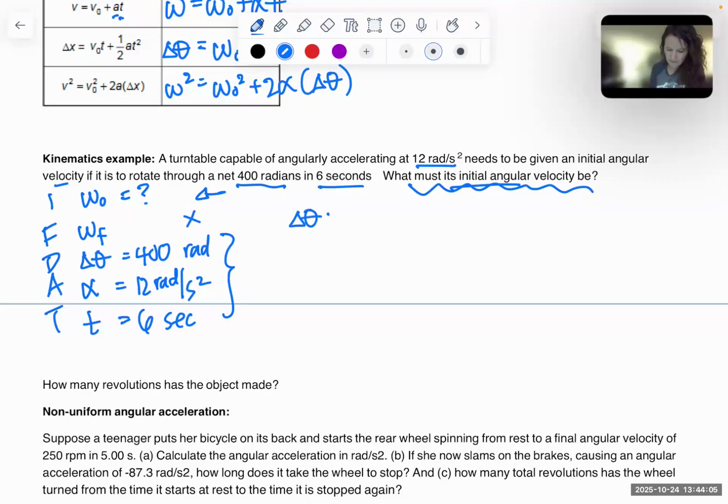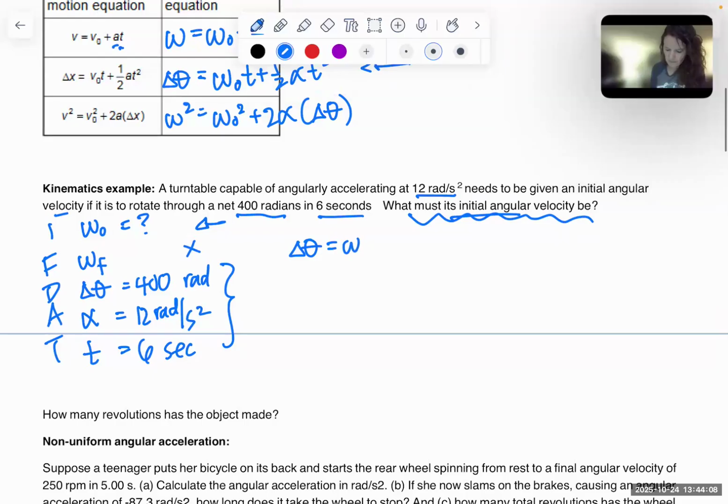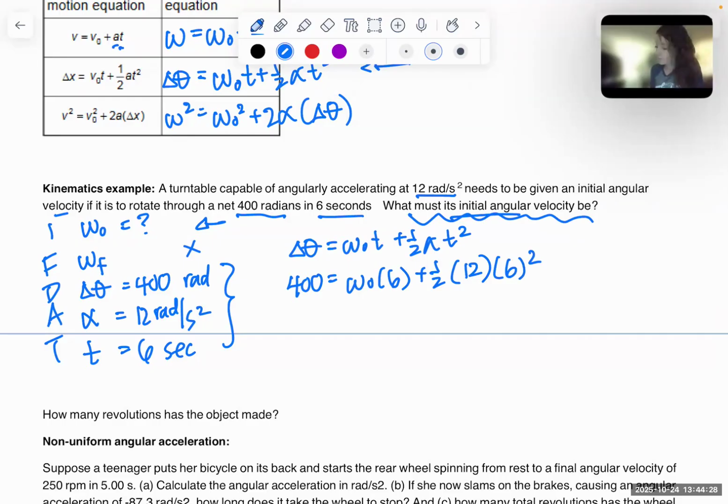So I have delta theta equals omega naught t plus 1/2 alpha t squared. And we can just plug things in here. So I'll have 400 equals omega naught times 6 plus 1/2, what's my angular acceleration? 12 times 6 squared. And if we work that out, we're going to find out that our omega naught equals 30.6 radians per second. And cool, so we got it, we're done. Let's look at the next problem.